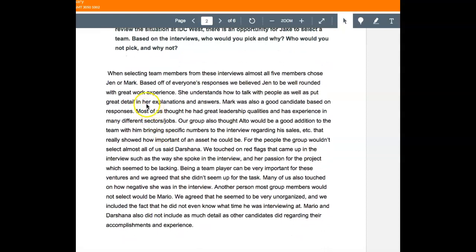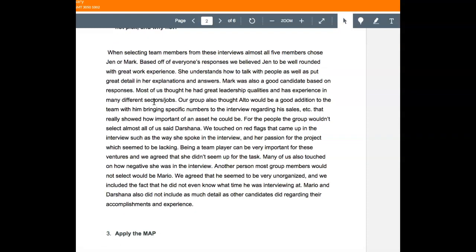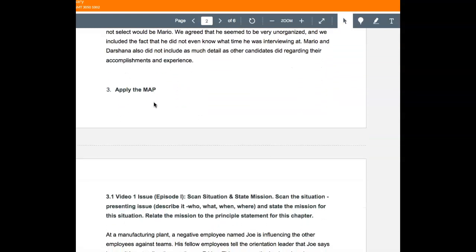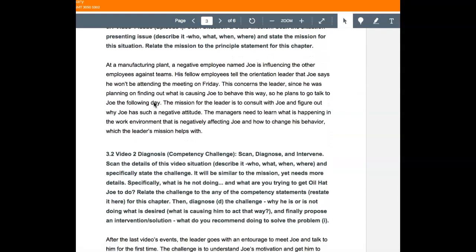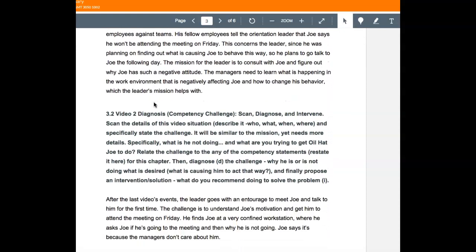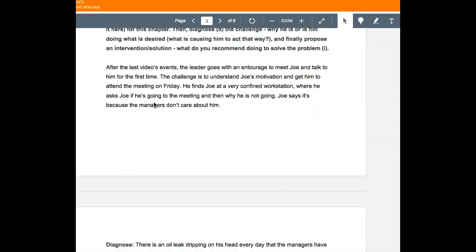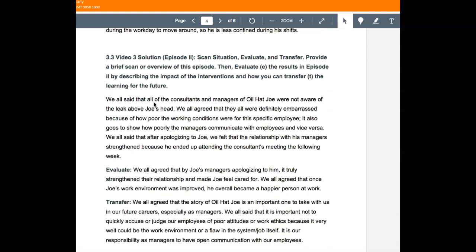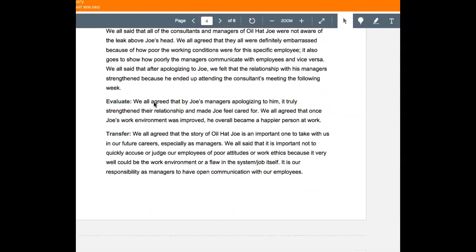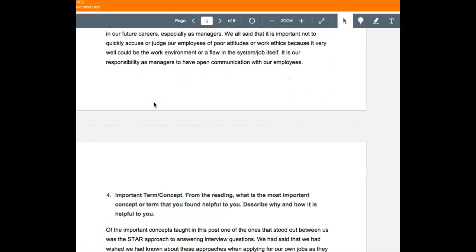Same thing in their discussion on IDC West. When selecting team members from these interviews, almost all 5 of their team members chose Jen or Mark. So once again, they're doing themes. And you can see here as this is on the Oil Hat Joe, and they're discussing that. They also use the DIET process in their summary, so they did a nice job with this.